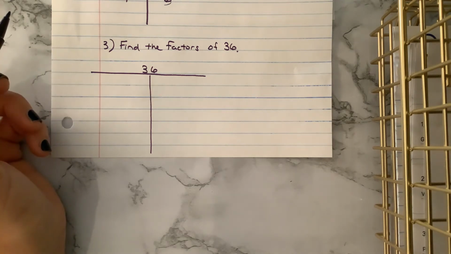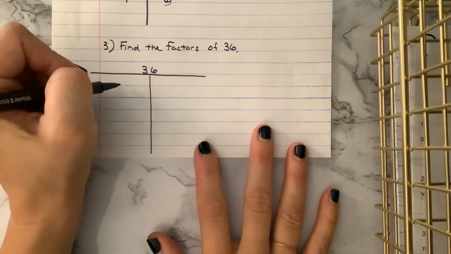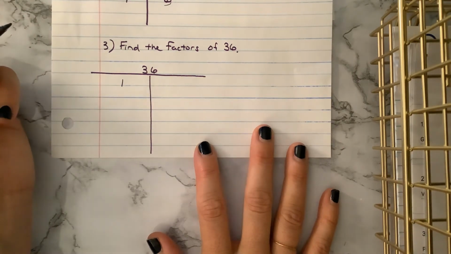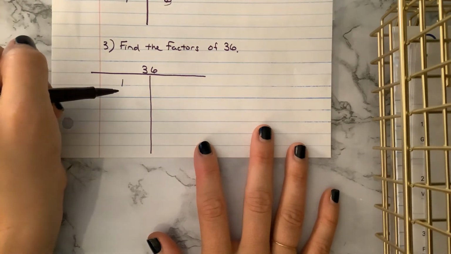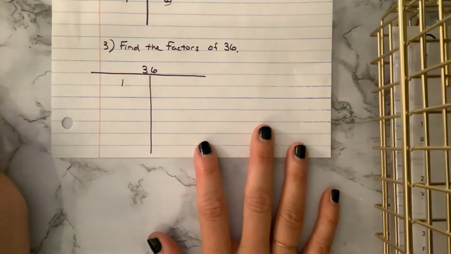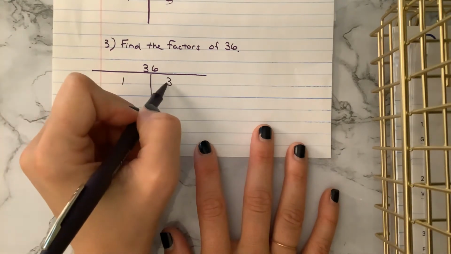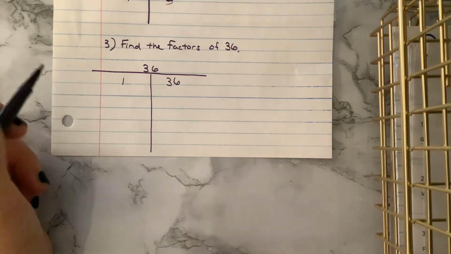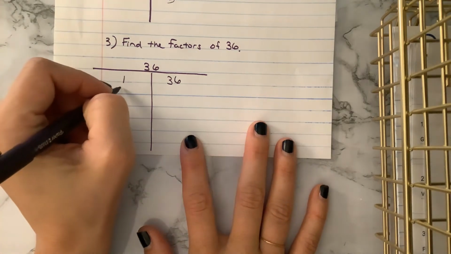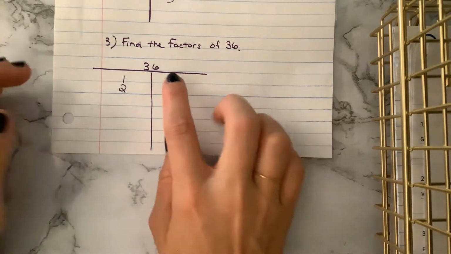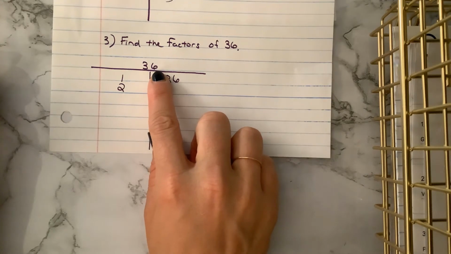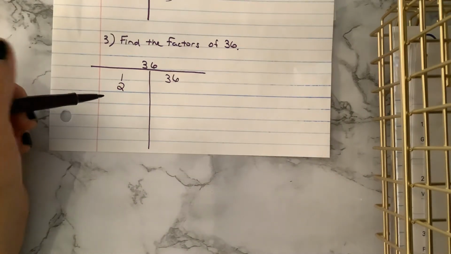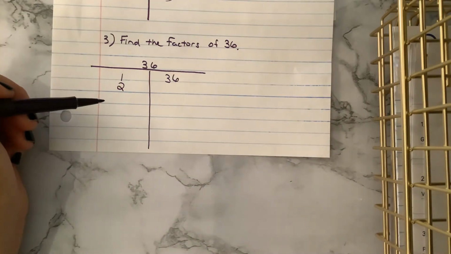Step number 1 is always start with number 1. 1 is always a factor of any number we're going to be looking at. 1 times what is 36, so the factor pair 1 and 36, they go together. Now we want to be logical about it, so what do we check next? 2. 36 is an even number, so we know that 2 will be a factor of 36.